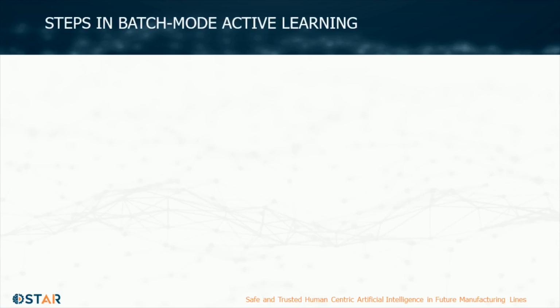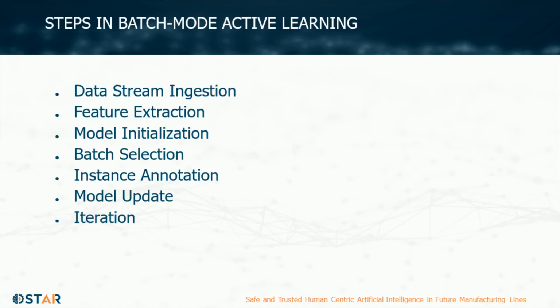In order to understand batch mode active learning better, let's dive into the steps involved in this process, which include data stream ingestion, feature extraction, model initialization, batch selection, instance annotation, model update, iteration.